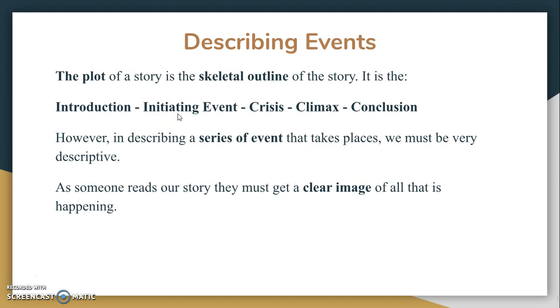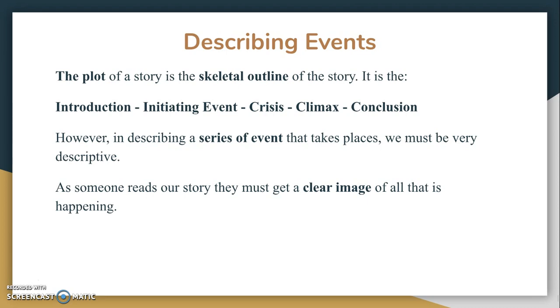Initiating event is I was with my friends and I got lost. Crisis, now that I'm lost, I'm hearing sounds, I see shadows, I try to get away from whatever seems to be following me. Climax, I find myself fighting for my life because some sort of zombie is trying to kill me. And then conclusion, how that all ends. That is a basic storyline. And yes, I made it all up as I went along.